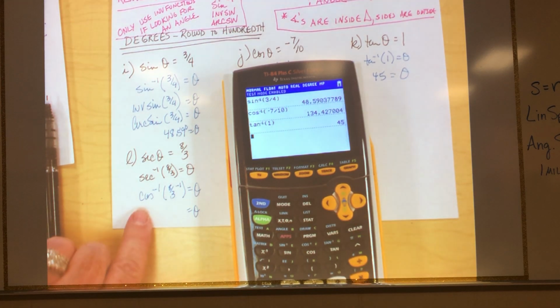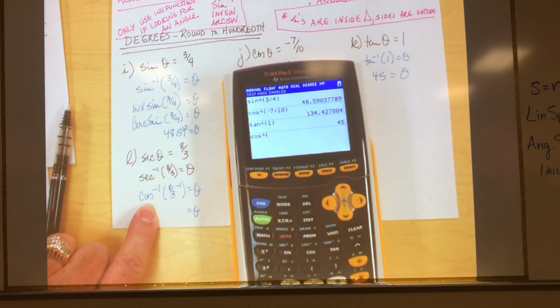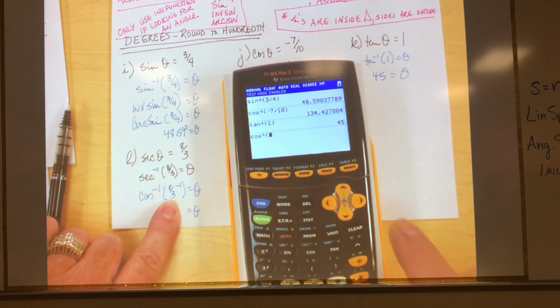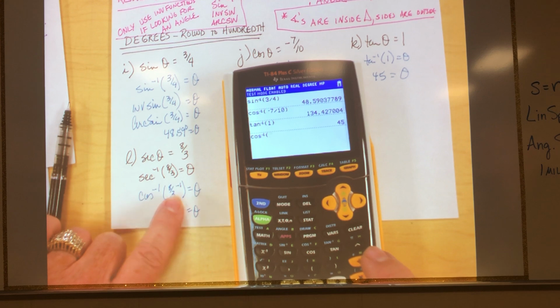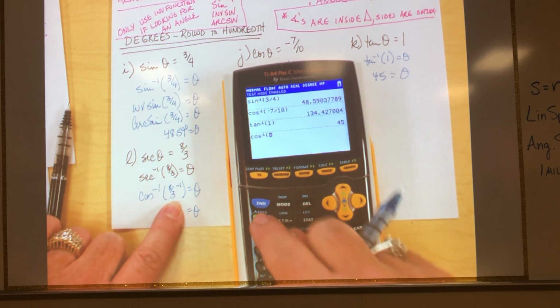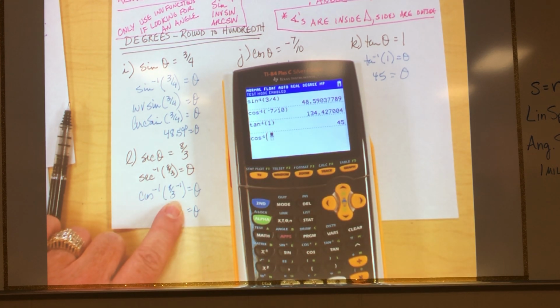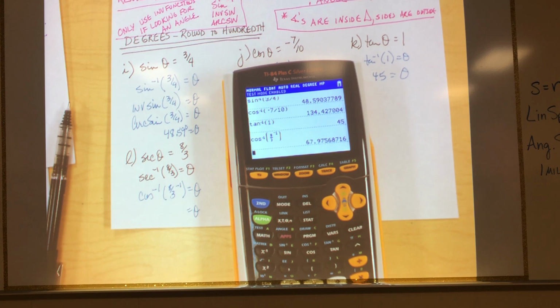So, in my calculator, I'm going to go secant and cosine. And now, y'all, you have to use the fraction button, okay? So alpha and y equals, and I got an 8 on the top and a 3 on the bottom. Make sure you come out of that fraction and then press your x to the minus 1, and then you can close your parentheses. I should have gotten 67.98 degrees. Yes? Yep.